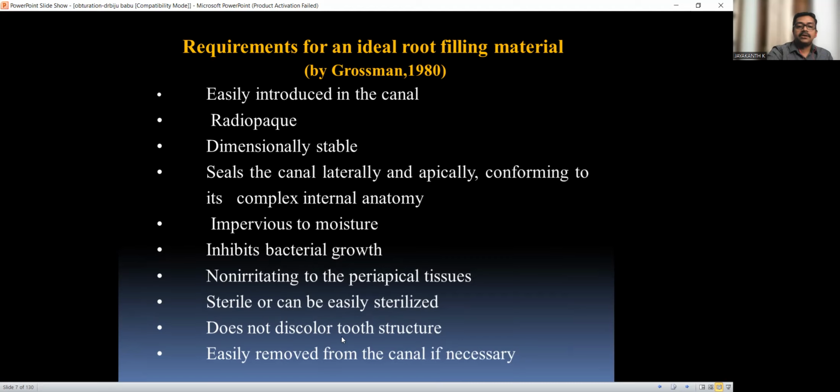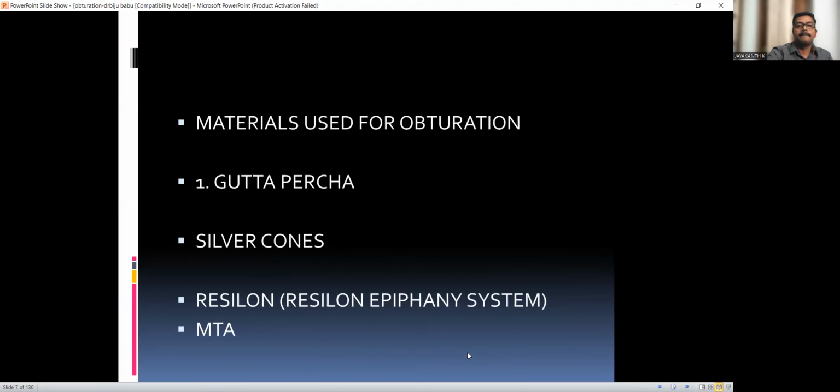It does not discolor tooth structure. It should not discolor the tooth structure, and it should be easily removed from the canal if necessary. If you attempt a retreatment later on, it should be able to be removed easily. So these are the requirements for an ideal root canal filling material.